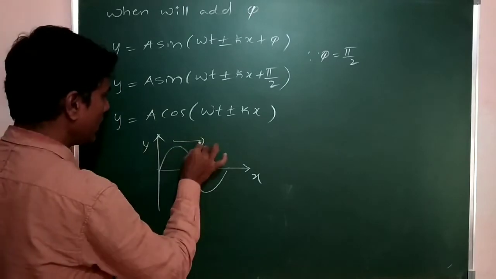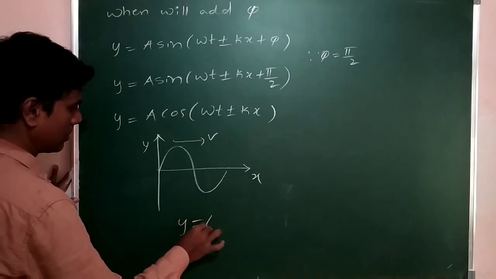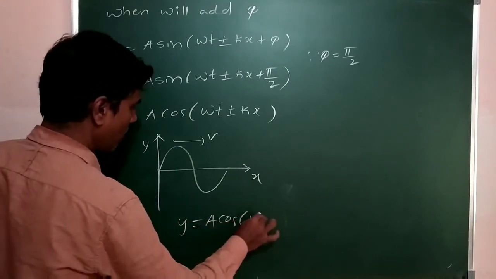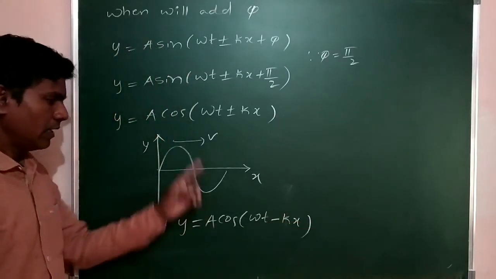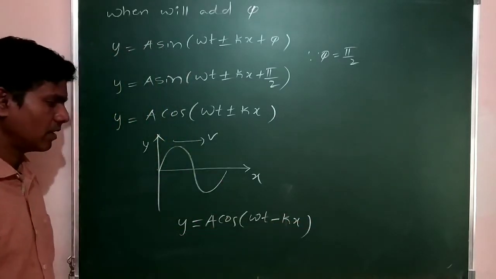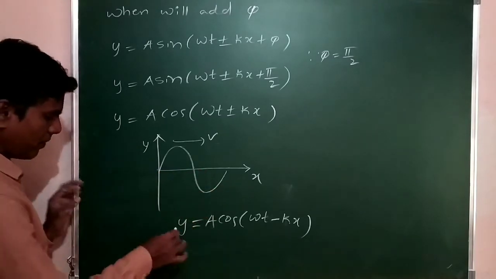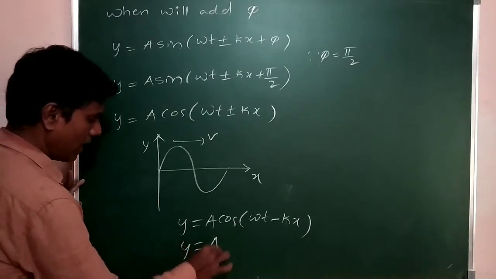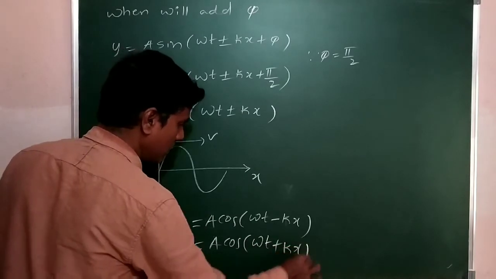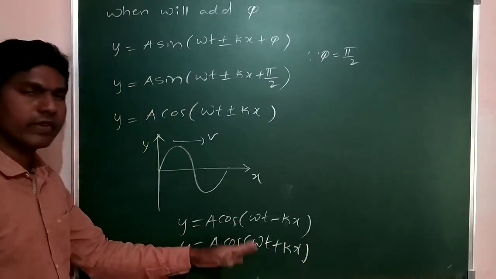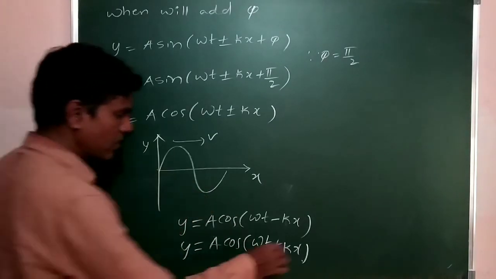When the wave is moving along the positive x direction, it can be written as y equal to a cos omega t minus kx. Here the negative sign represents the wave is moving along the positive x direction. If y equal to a cos omega t plus kx, it represents the wave moving along the negative x direction.